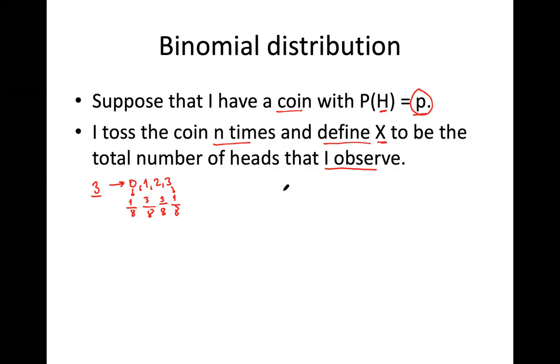Okay, I was talking about the binomial distribution. For the binomial distribution, I have a coin whose probability is P, and I'm flipping my coin n times and defining X to be the total number of heads that I observe. Now I'm trying to find P of X and write a mathematical formulation that describes this random experiment.